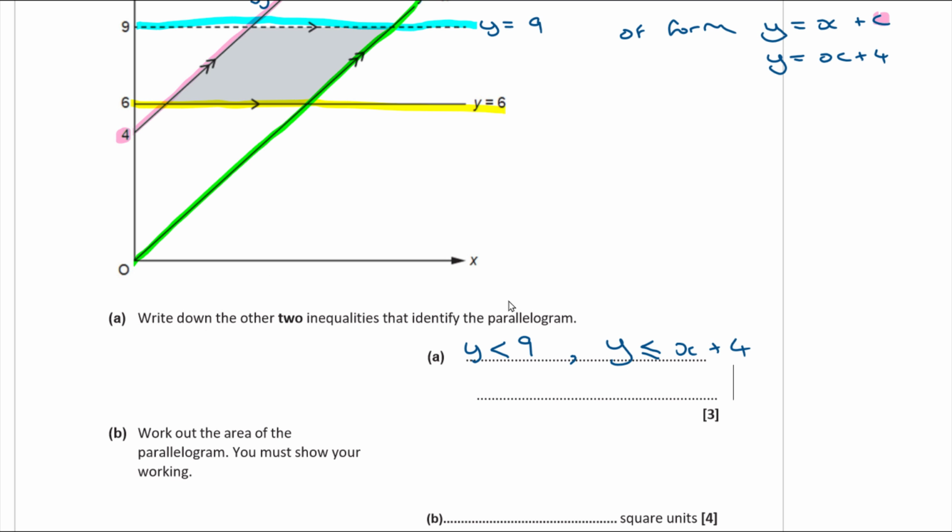Part B says work out the area of the parallelogram. You must show your working. Well, area of a parallelogram is just base times height, isn't it? So what is the base? What is the height here? So the base is going to be the distance between this point and this point. Okay, so I know this point here has got to be the point 6, 6, isn't it?